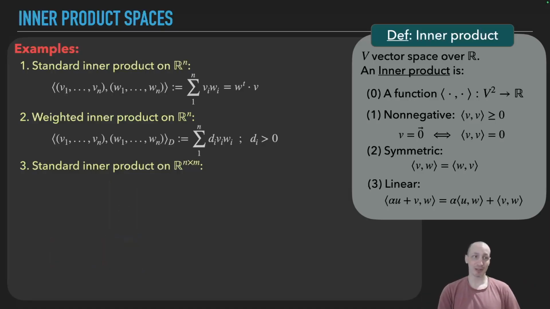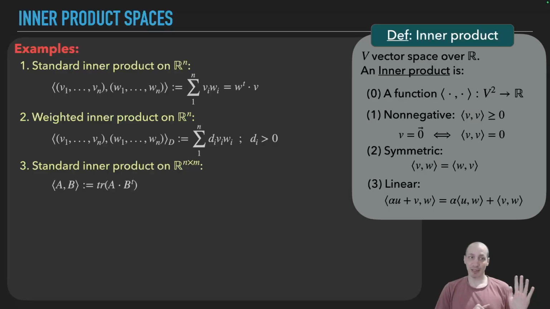Or in other words, I'm going to define the inner product between, or the product between A and B, to be the trace of A times B transpose. Okay, so this is a well-defined function. This is just what we proved. And we want to show that this is linear, symmetric, and non-negative.